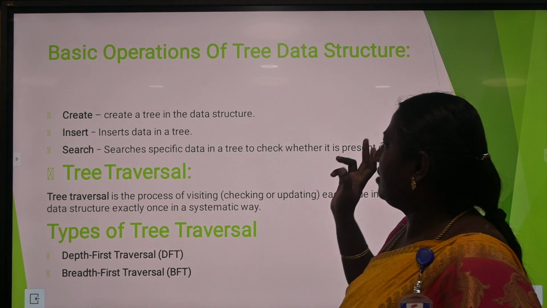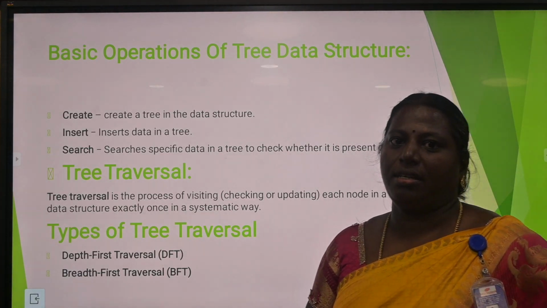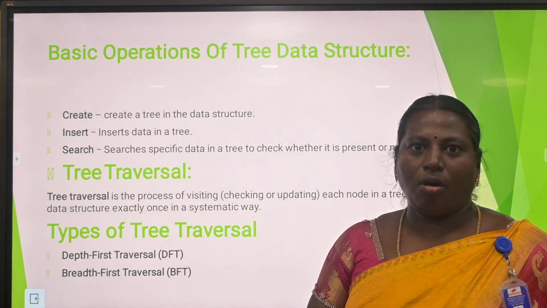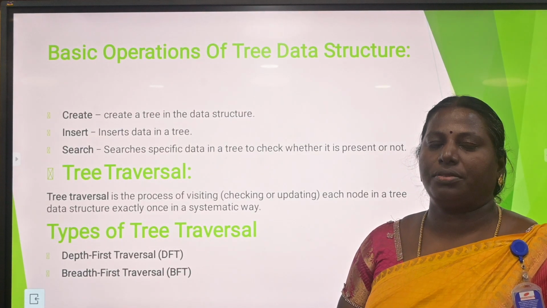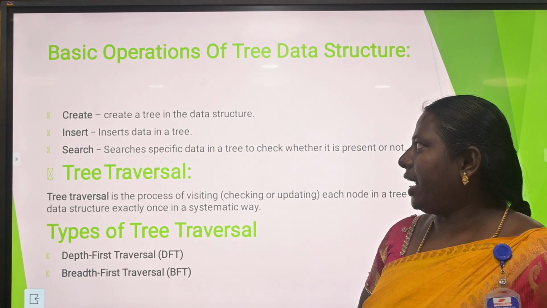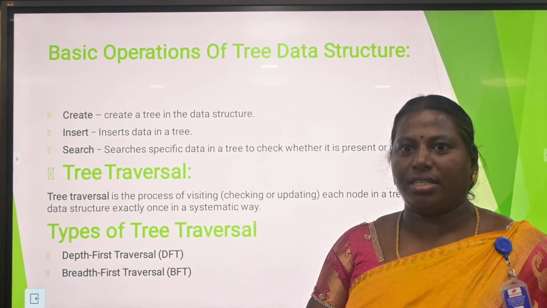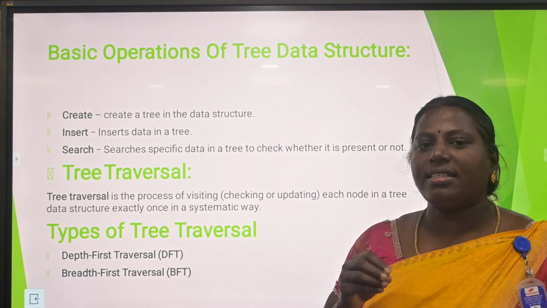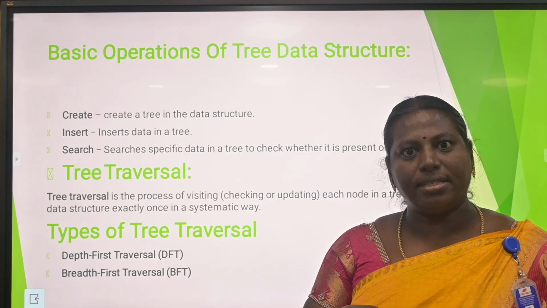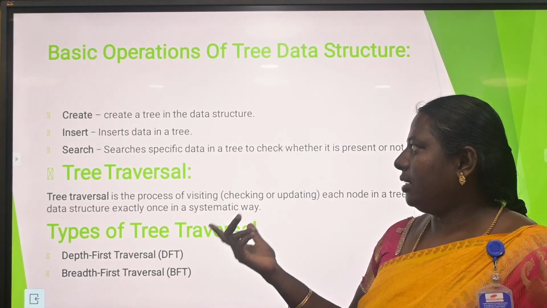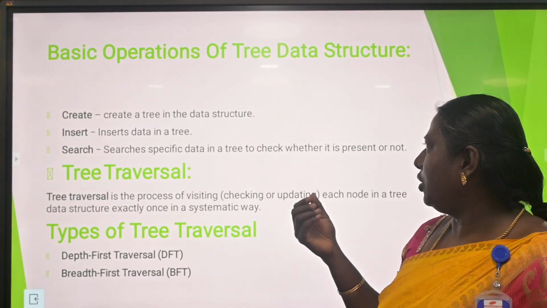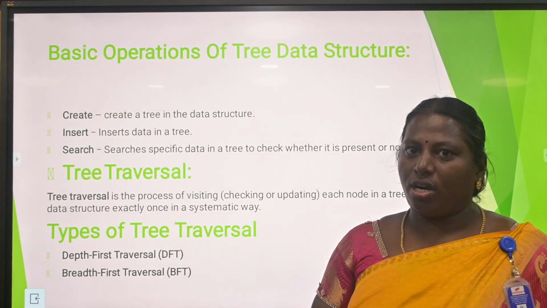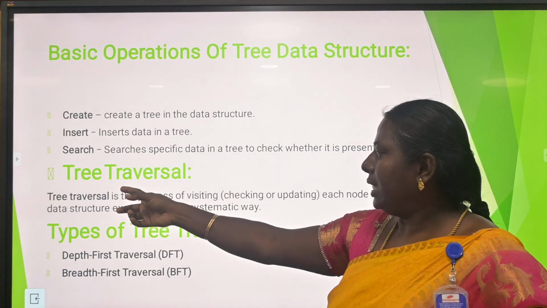So, basic operations of the tree data structure. There are three basic operations: the create operation, the insert operation, and the search operation. Create means create a tree in a data structure, insert means insert the data or value into the tree, and search means search for specific data in a tree to check whether the data is present or not. Then tree traversal.